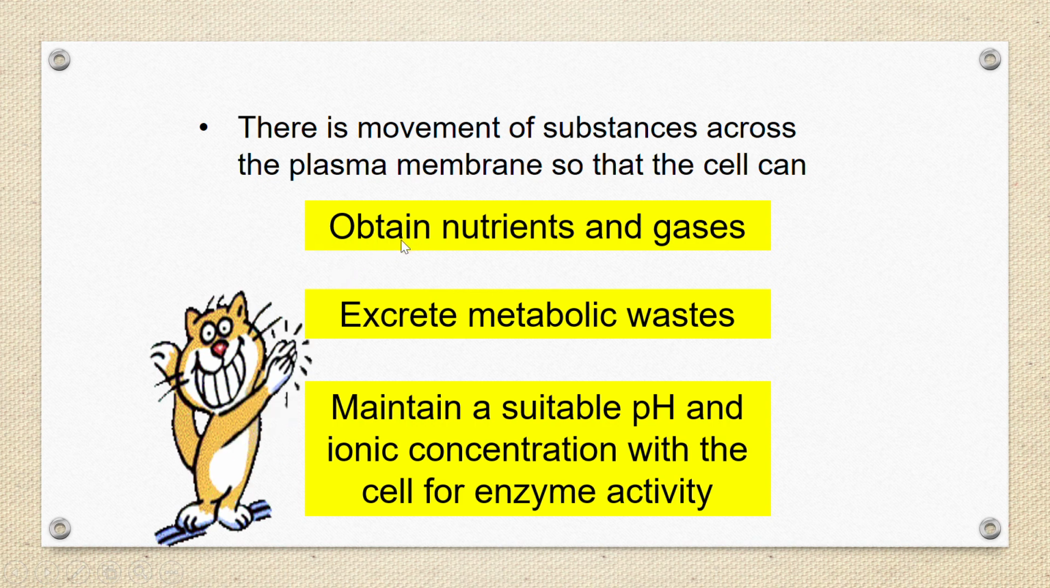Okay, so the first one, to make it simple, is to obtain nutrients and gases needed to carry out those biochemical reactions, to excrete or eliminate metabolic waste, as well as to maintain a suitable pH and ionic concentration, or in other words, to provide an optimal condition for the cell to carry out its activity.